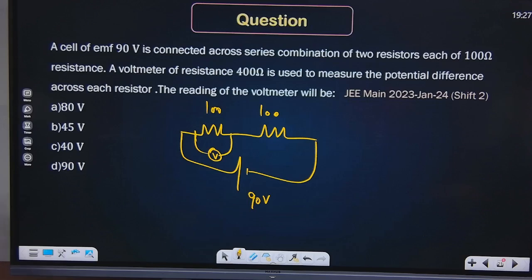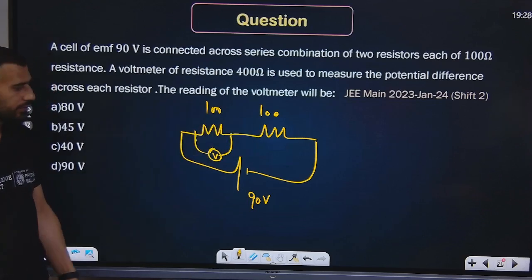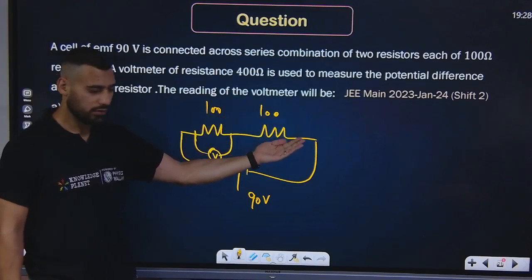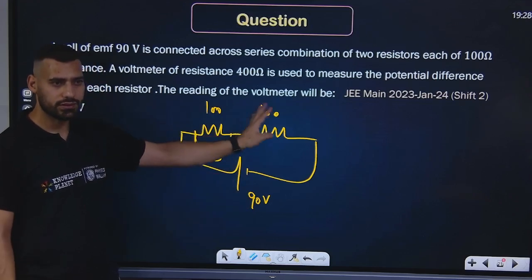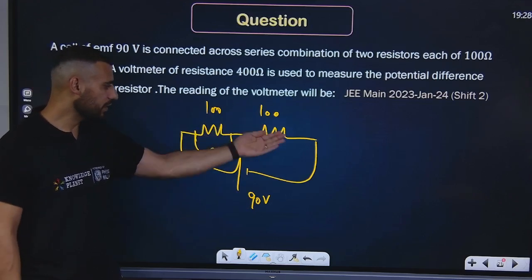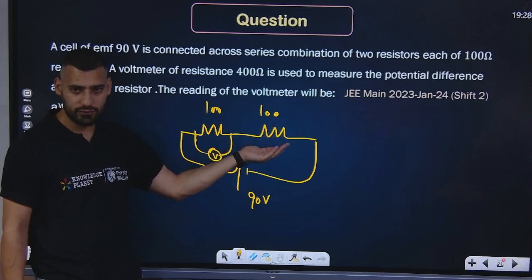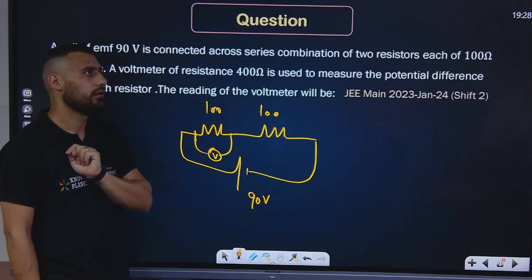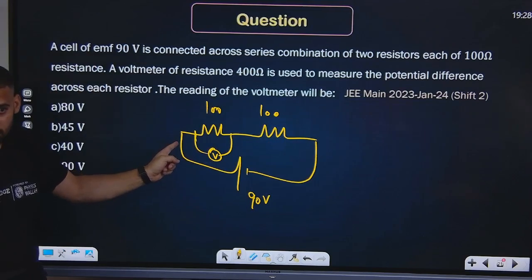Tell me one thing. If the voltmeter was not here, what was the answer? There are 2 resistors, 100 and 100. What is the potential difference? So doesn't that mean it was equally distributed? V1 plus V2 is 90. Because they are same, then 45, 45. Yes? But now there's a voltmeter and it has resistance. So we have those 2 resistances.